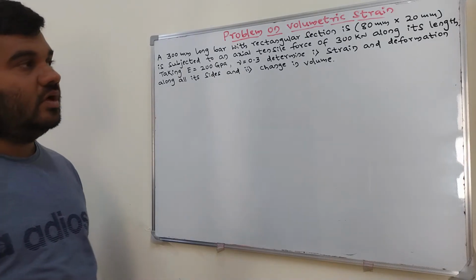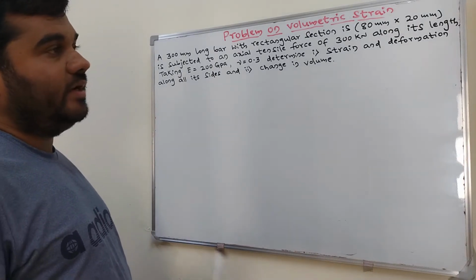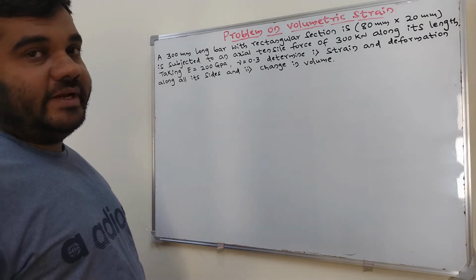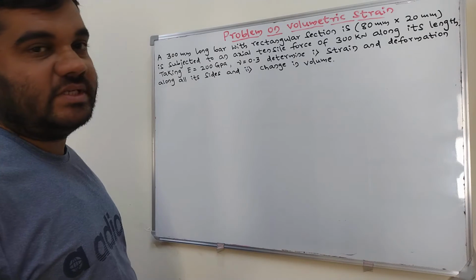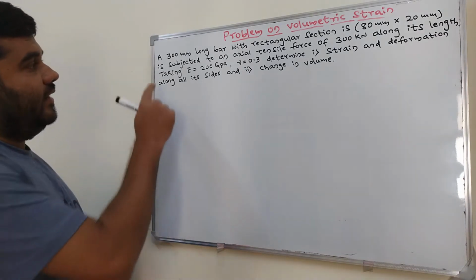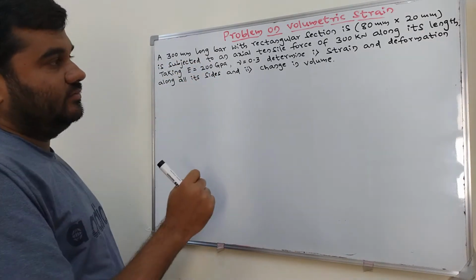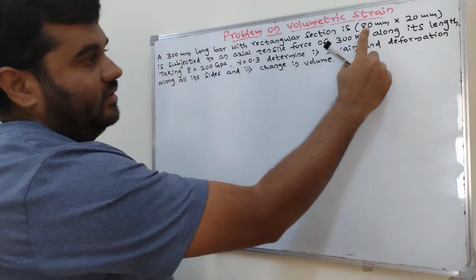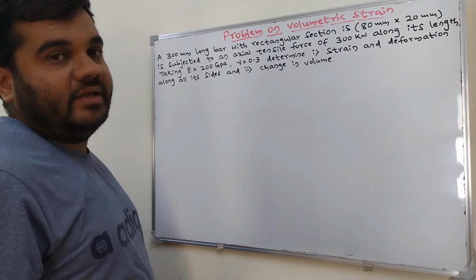In this video, we will solve a problem on volumetric strain. First we will read the problem and go step by step. A 300 millimeter long bar with rectangular cross section, 80 millimeter into 20 millimeter.